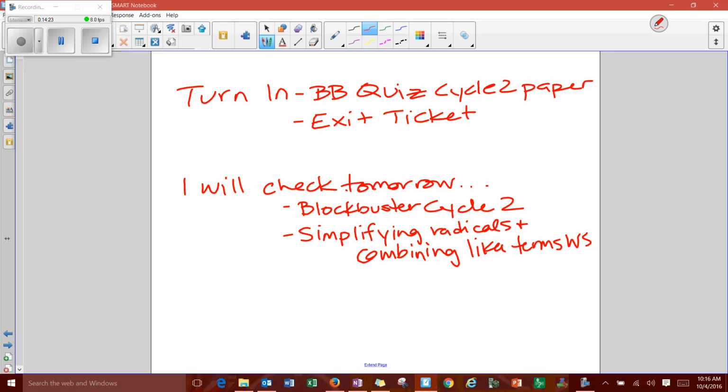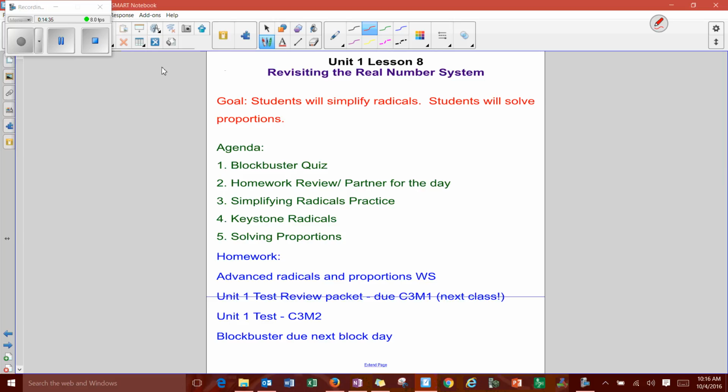And then the other thing is you need to know what your homework is. Your homework for tonight that's due tomorrow, like I said, you have a couple things. You have the advanced proportions and radicals worksheet, and then you also have the test review packet. So I'm going to be checking those two things tomorrow.